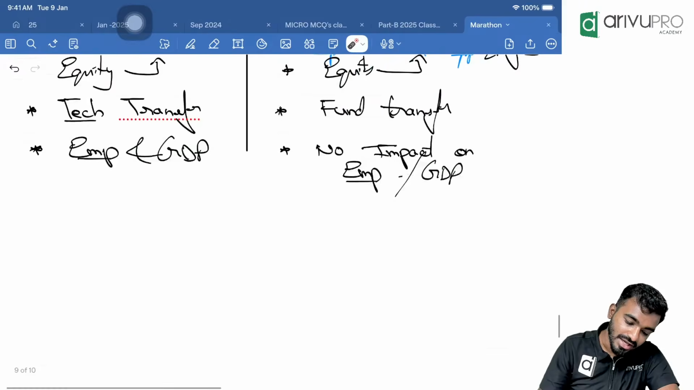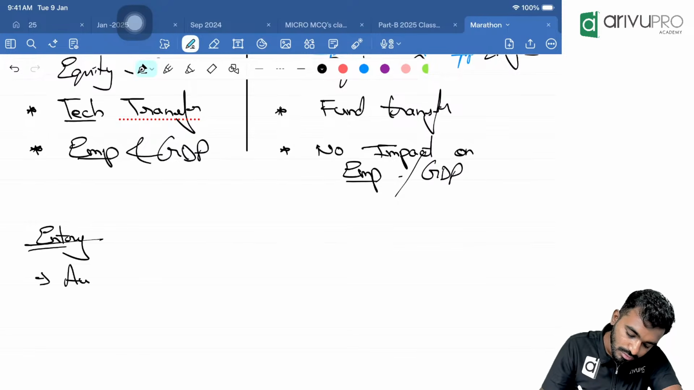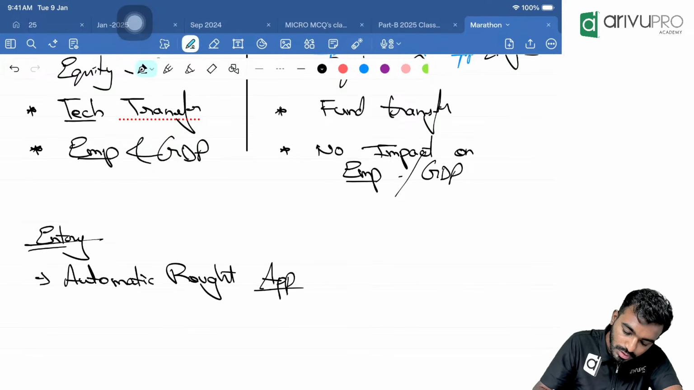And in FDI, there are two ways of entry. Number one, the automatic route. The second one is government approval.